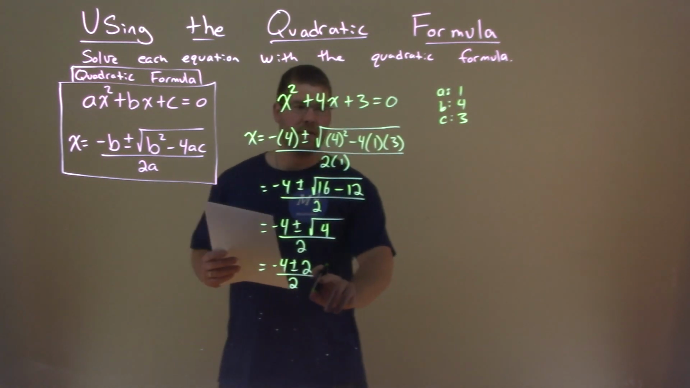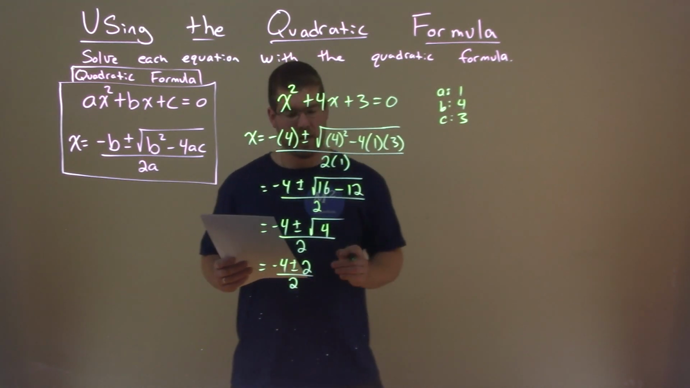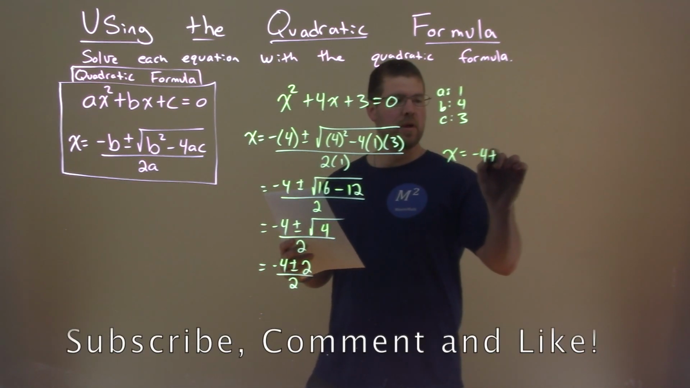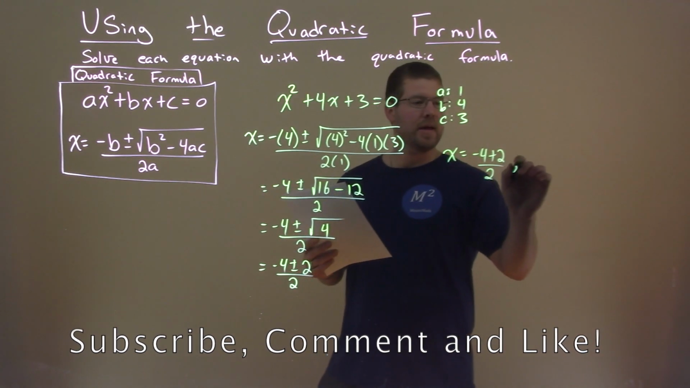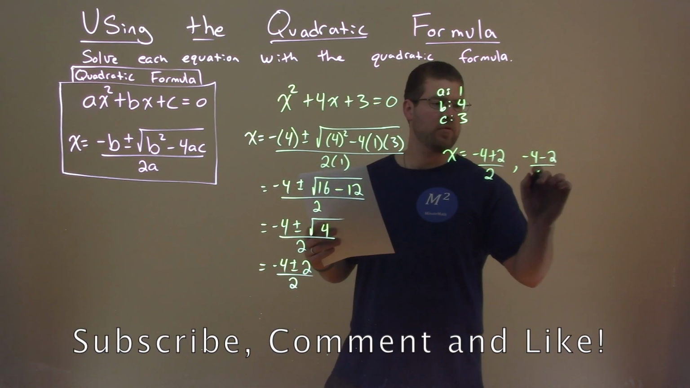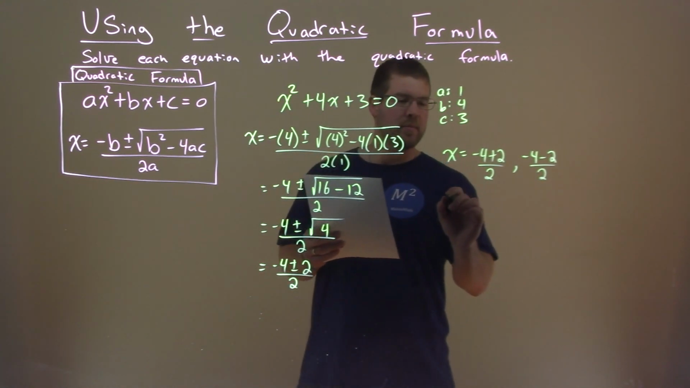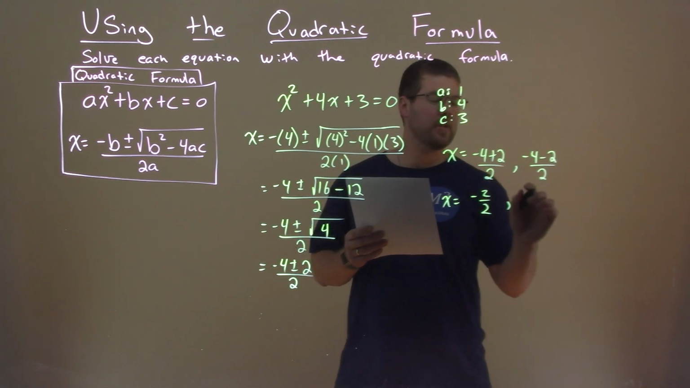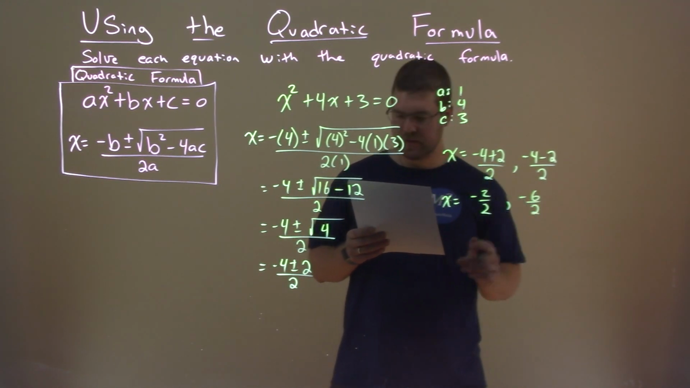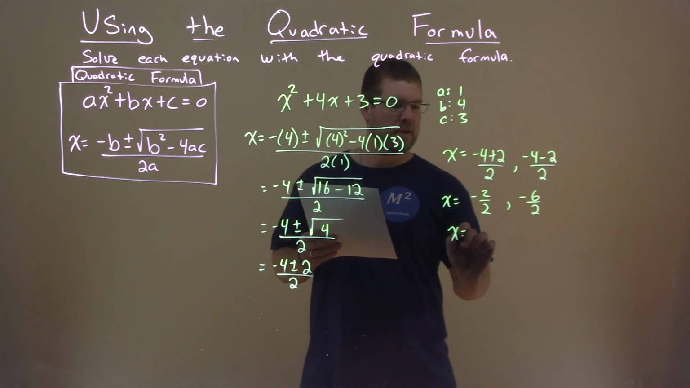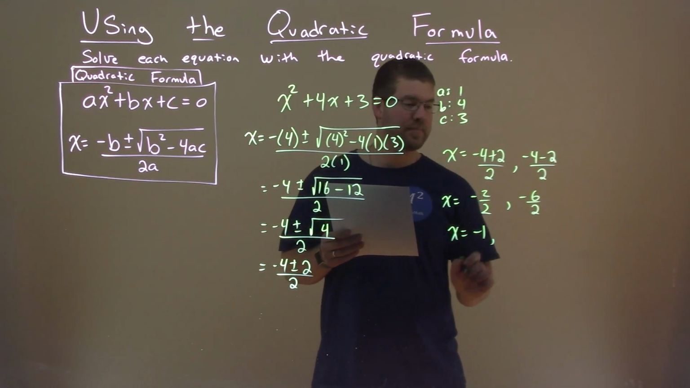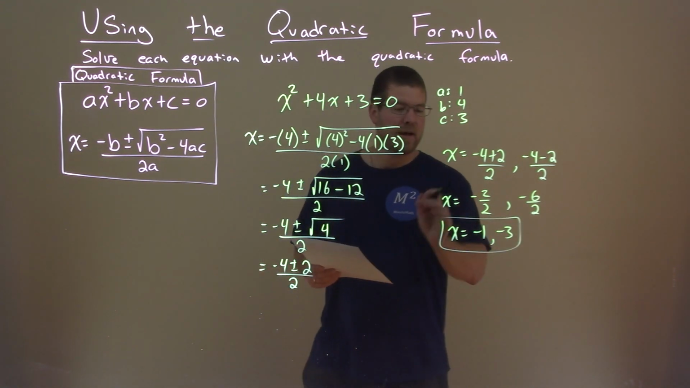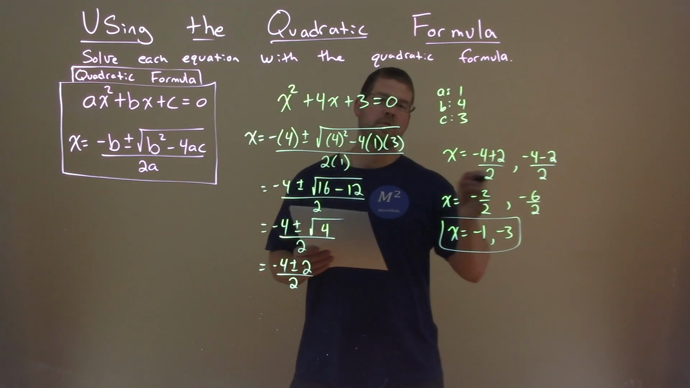And now we want to separate that out. We're given negative 4 plus or minus 2 over 2, so we can write this in two statements. x equals negative 4 plus 2 over 2, and negative 4 minus 2 over 2. So we keep simplifying that. Negative 4 plus 2 is a negative 2 over 2, and negative 4 minus 2 is a negative 6 over 2. Keep going. X equals, well, negative 2 divided by 2 is a negative 1, and negative 6 divided by 2 is a negative 3. And so my two solutions here are x equals negative 1 and negative 3.